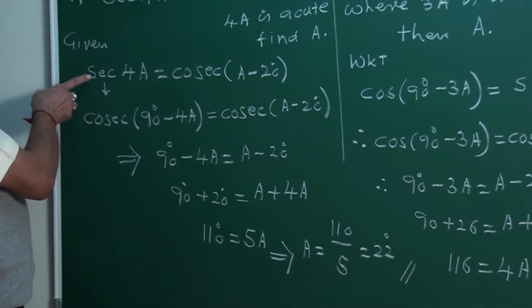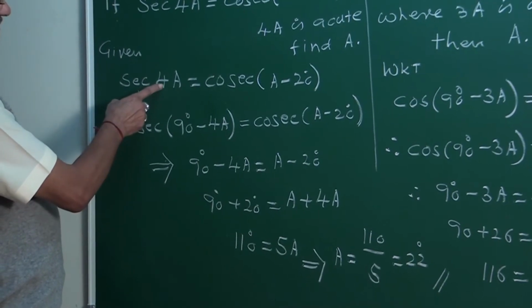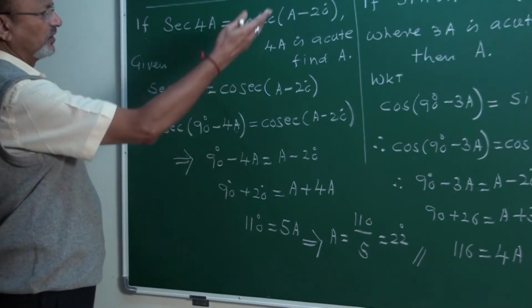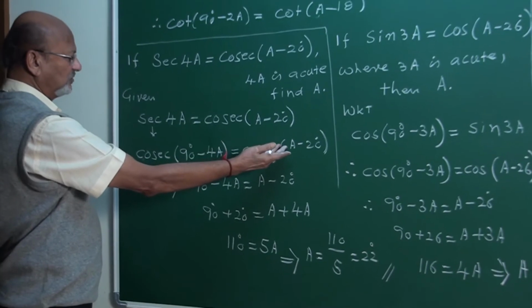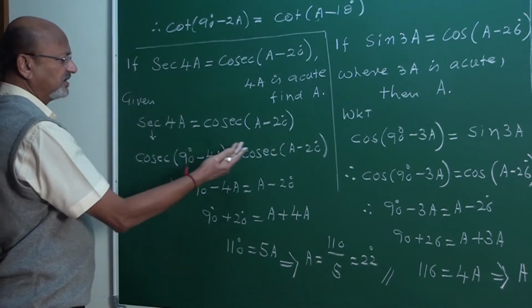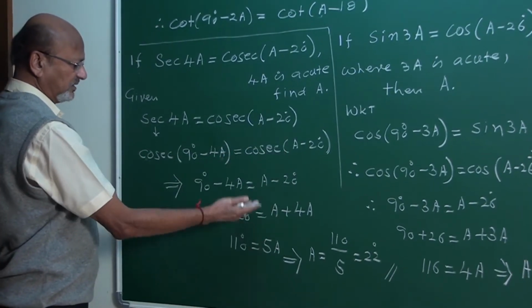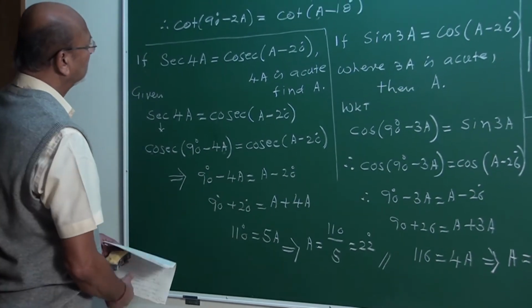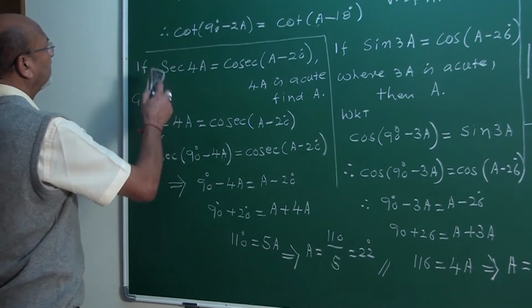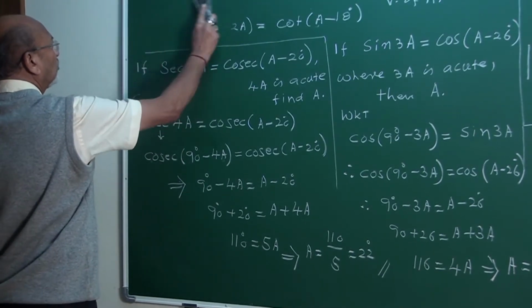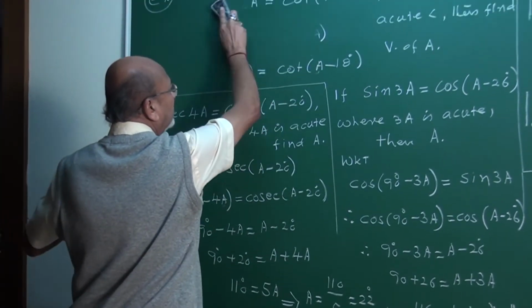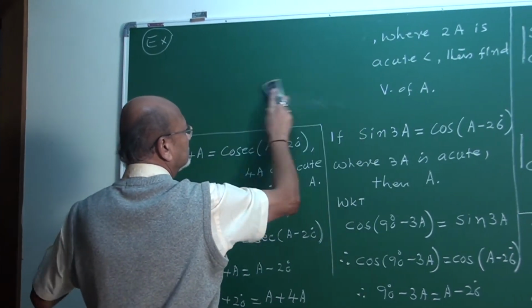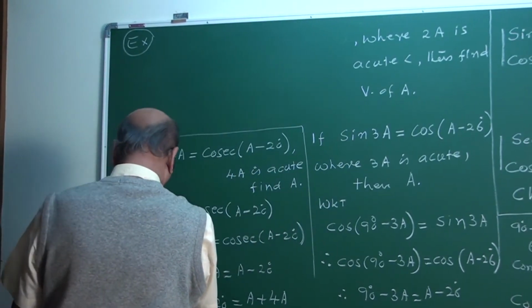This is a direct change from sec to cosec. Replace your angle by 90 minus 4A. Here also, cosec: take angle in LHS equal to angle in RHS. Further, it is primary simplification. If you want one more, I will write it also directly, as I explained. Yes, friend.